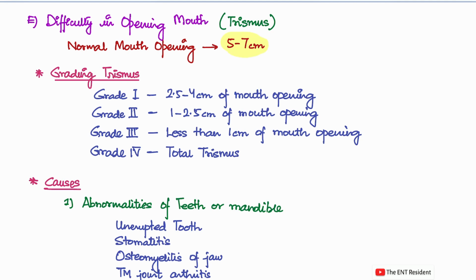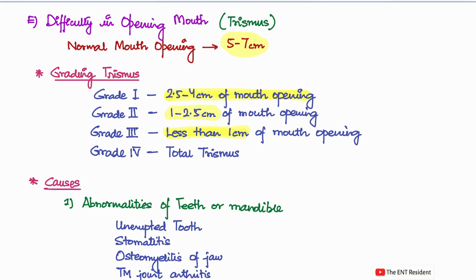Now, how do you grade trismus? Grade 1 is when there is 2.5 to 4 centimeter of mouth opening. Grade 2 is when there is 1 to 2.5 centimeter of mouth opening. Grade 3 is when there is less than 1 centimeter of mouth opening, and grade 4 is total trismus.